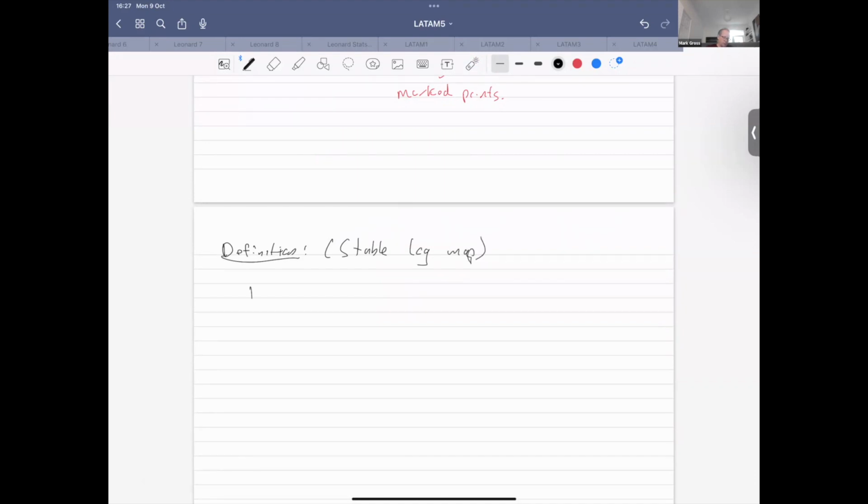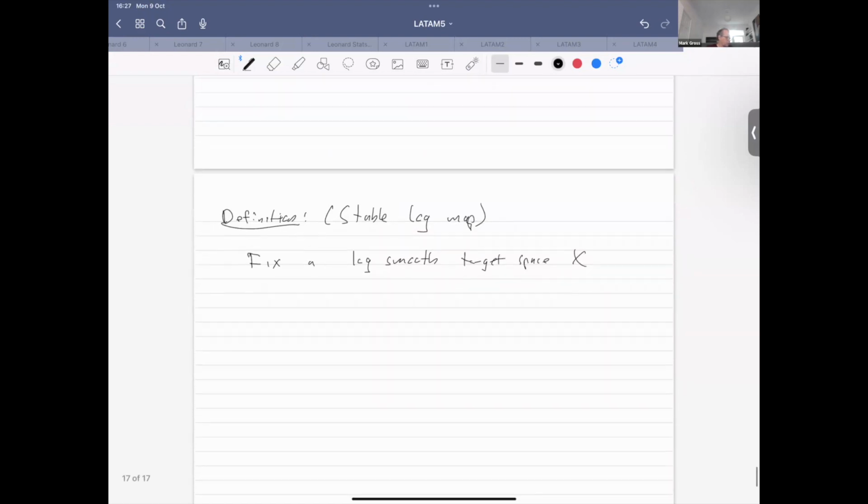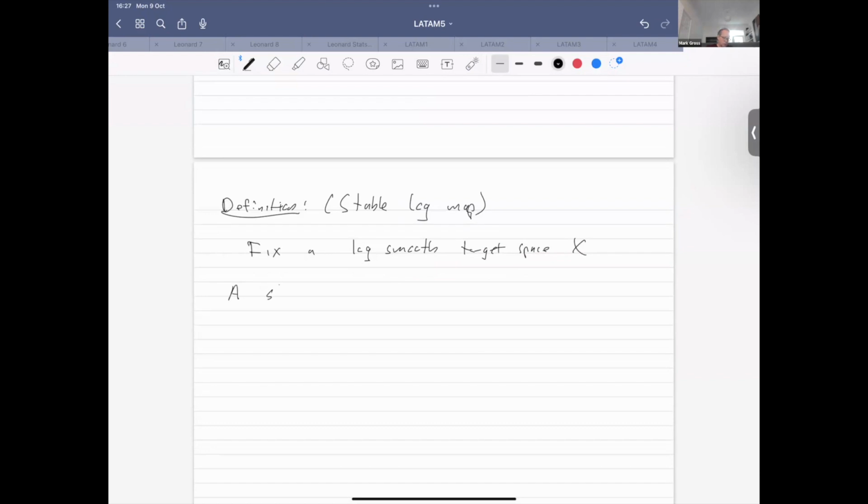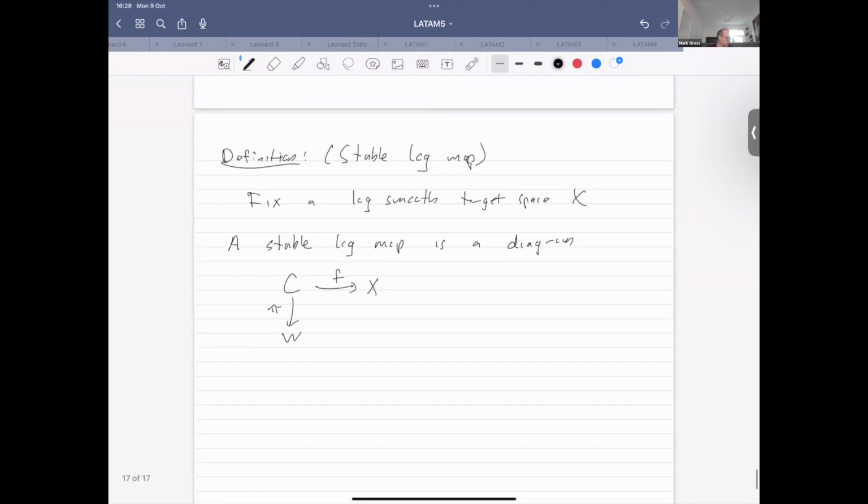Stable log map. So fix a log smooth target space X. So a stable log map, in the diagram, C over W, with pi to X, F, where, first of all, C over W is a family of log smooth curves, as I defined earlier.